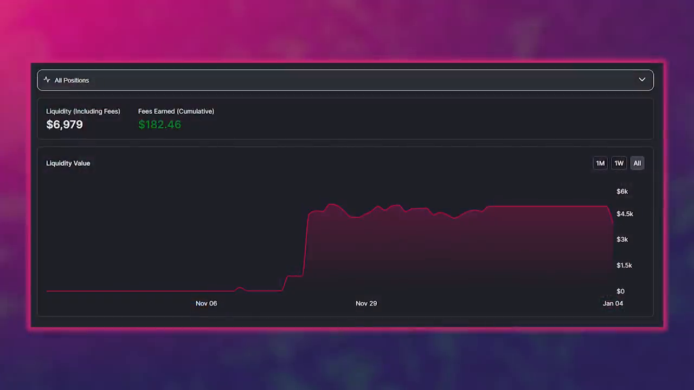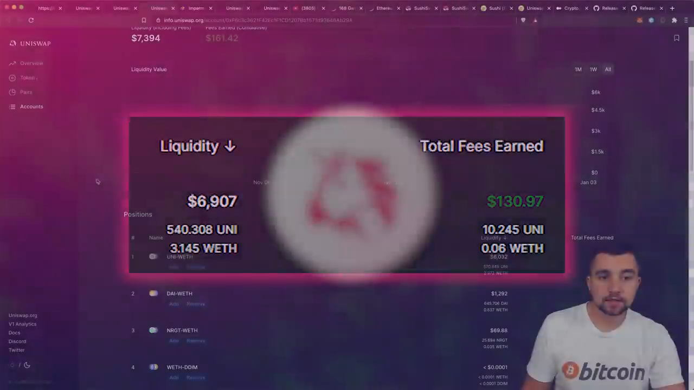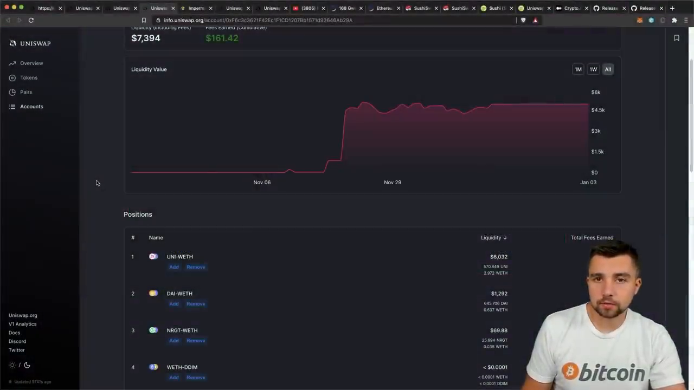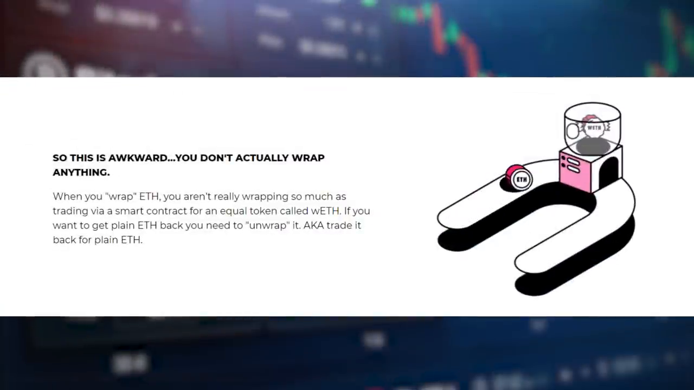You can see that I've only had this pair in here for not even 2 months, and I've earned, in this case, basically over $150 from doing so. You can see my earnings there in UNI as well as WETH, which is wrapped Ethereum. Basically, it's an ERC-20 token, an Ethereum token of Ethereum. It's a way to trade Ethereum on Ethereum, if that makes any kind of sense.